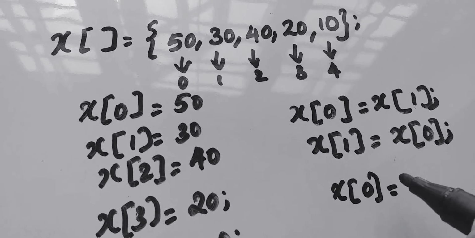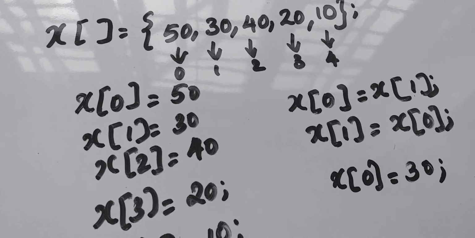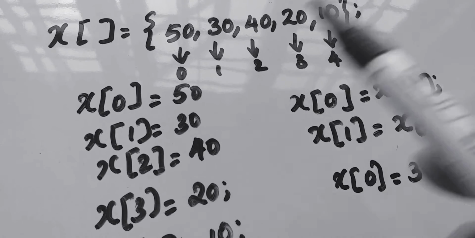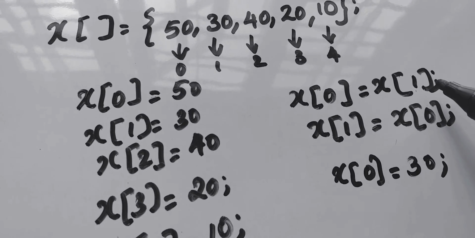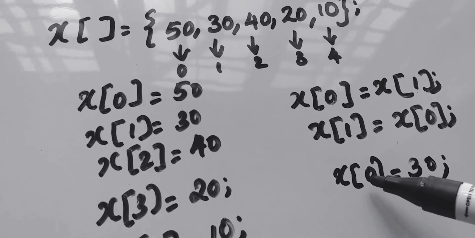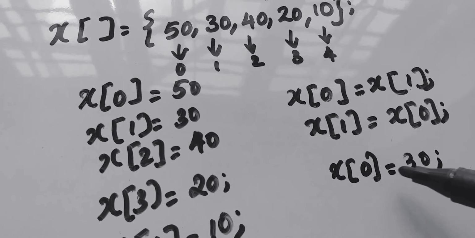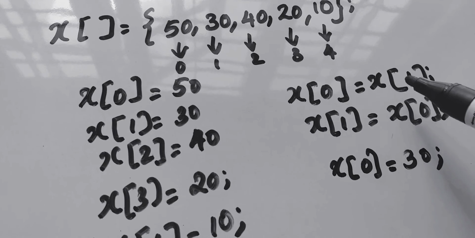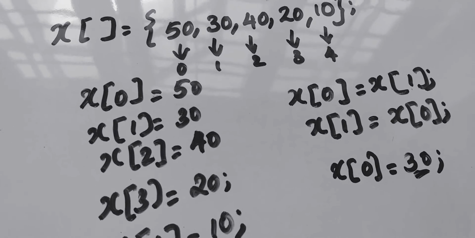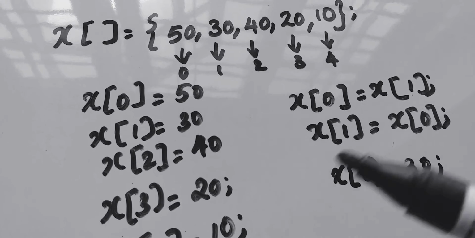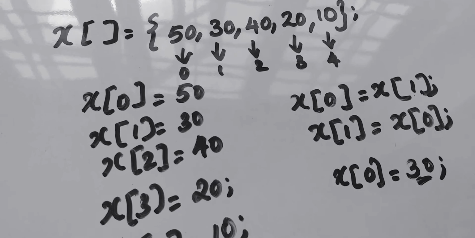That is 30. h of 0 is replaced by 30. So what is the initial value of h of 0? 50. So when we are writing h of 0 equal h of 1, it means the value stored in h of 0 is changed to h of 1. That is, now the value of h of 0 is 30. So the value already present in h of 0 is removed.